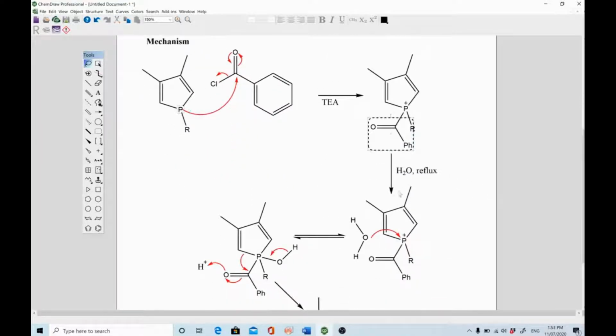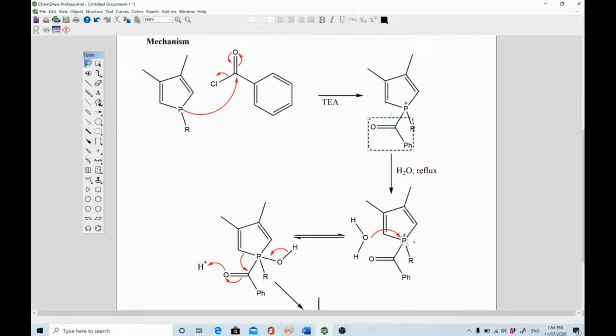Alright, what happens next? Water and reflux conditions are used. So water comes, and as you know, water can act as a base, an acid, or a nucleophile. Here in this reaction, water is acting as a nucleophile. Now the lone pair of oxygen attacks the phosphorus, because phosphorus is now clearly an electrophile, as it carries a positive charge. If you don't remember what electrophile and nucleophile are, let me quickly tell you.